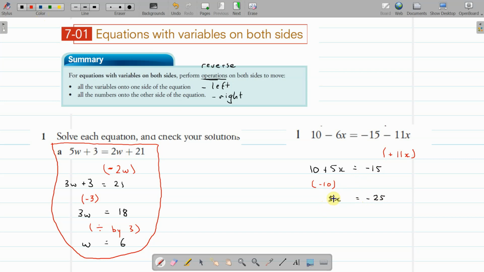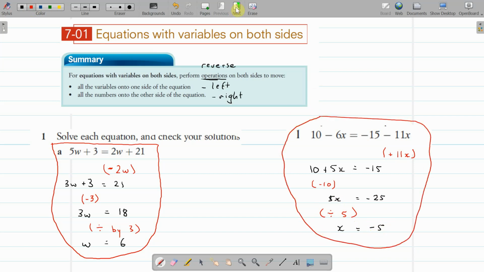Okay, then 5x is 5 times x. The reverse of 5 times x is divide by 5. That becomes x. Divide by 5 here. Minus 25 divided by 5 is minus 5. And there is what appears in your book.